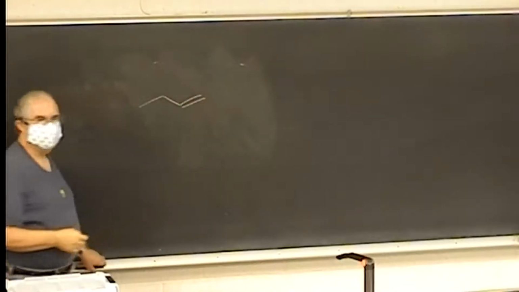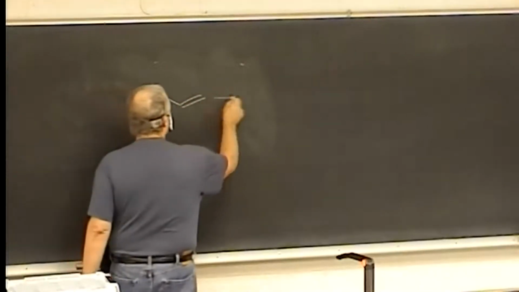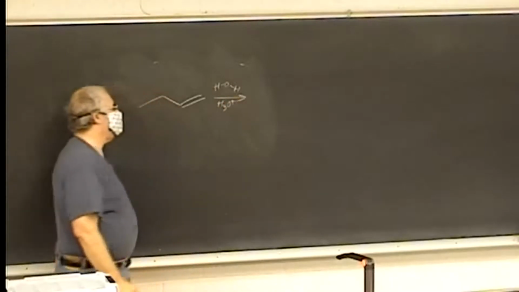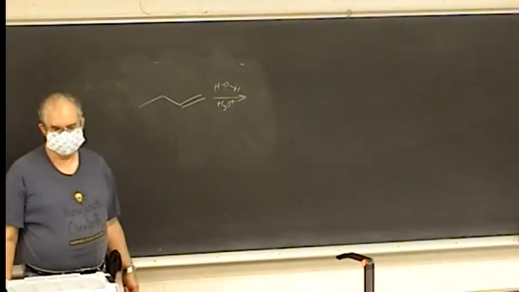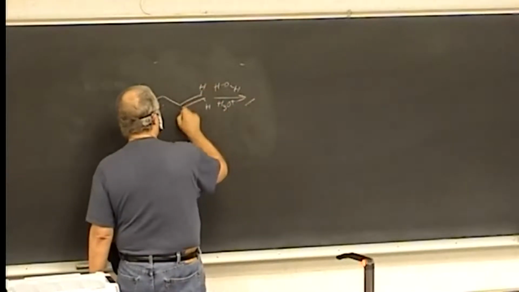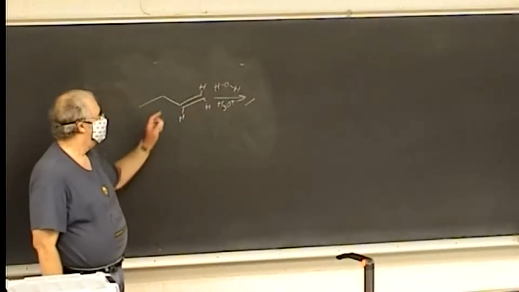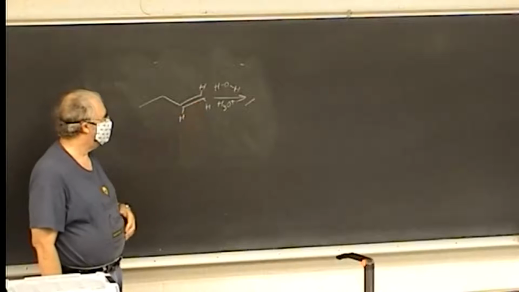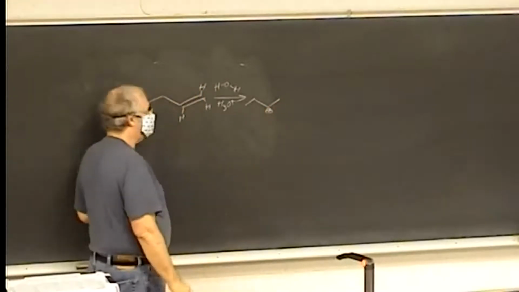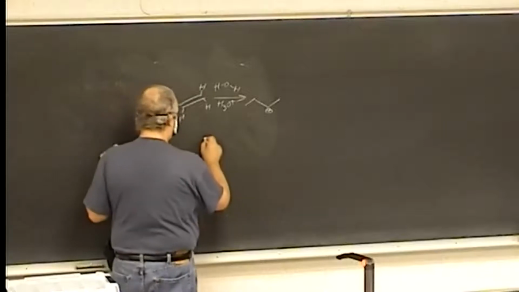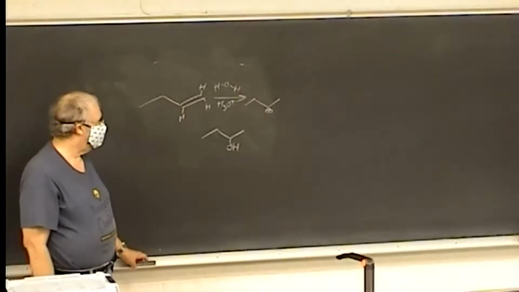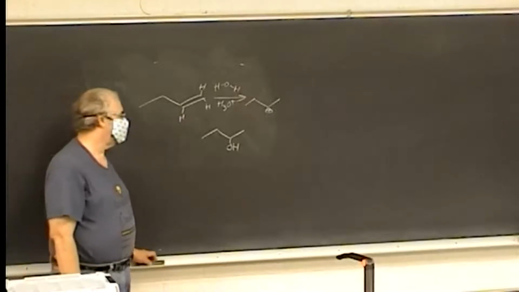Here I have 1-butene. This is the acid catalyzed hydration. We add H and OH. And this follows Markovnikov's rule as well. This side has 2 hydrogens, this side has 1. So the hydrogen will go to carbon number 1, plus charge goes to number 2, and our product will be 2-butanol. So this one is also regioselective.